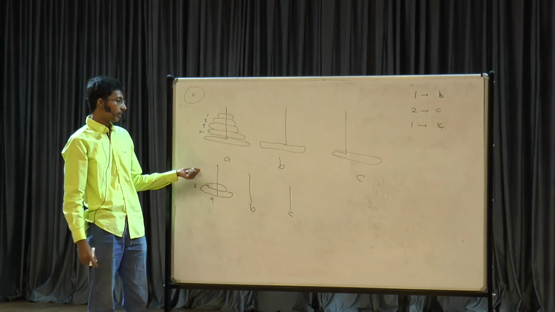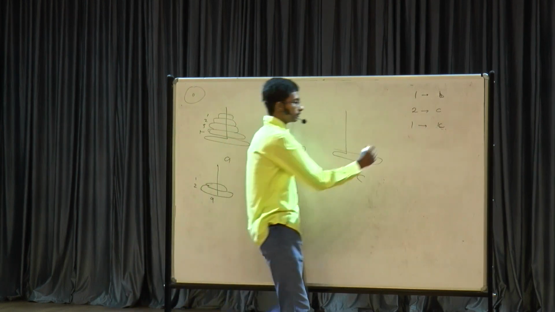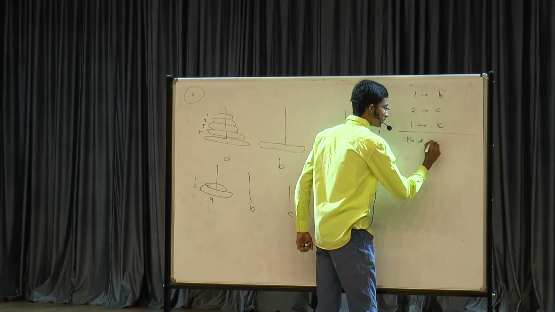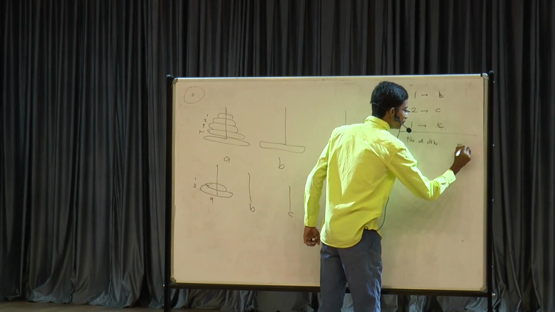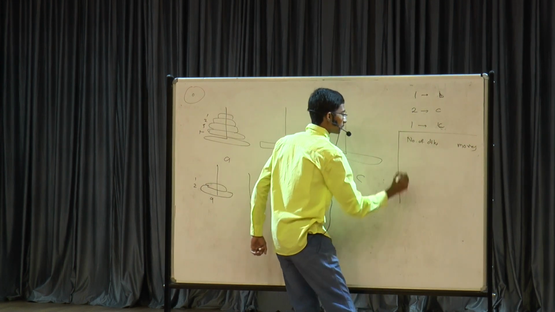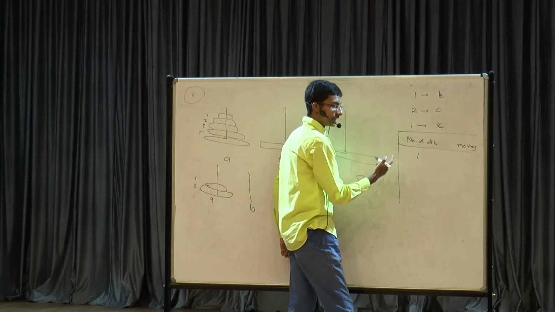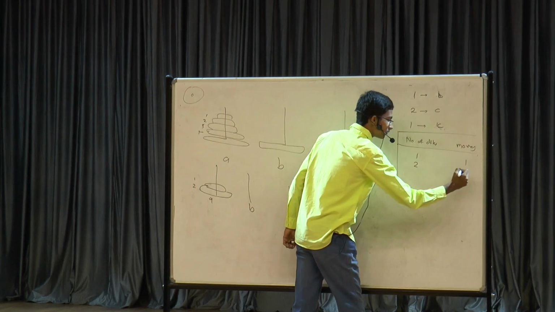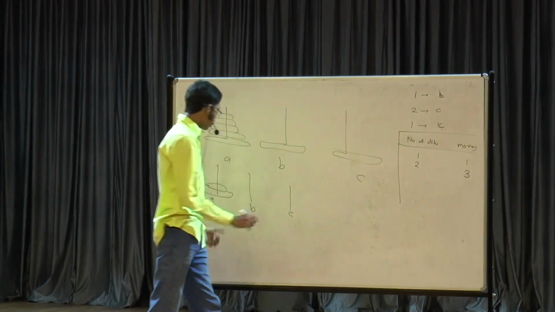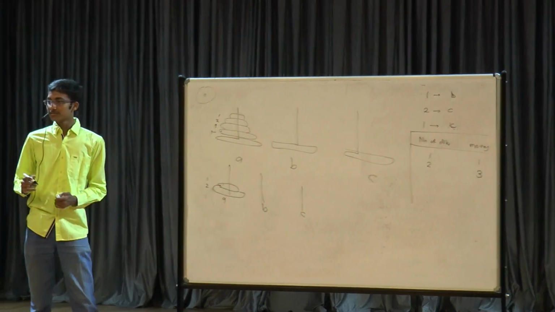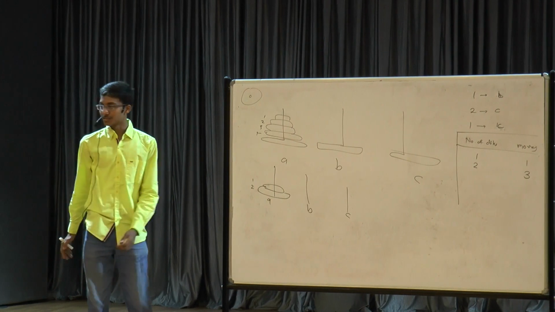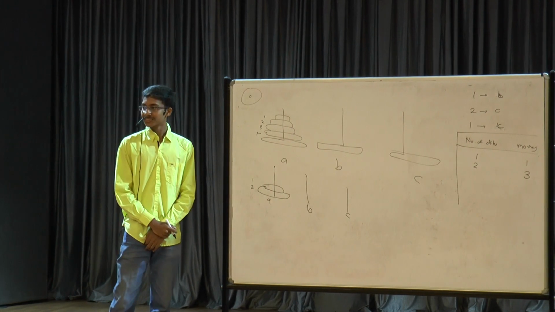So for one disk, now let's make a table. Number of disks and moves. So there was one disk and we required just one move. There were 2 disks, we required 3 moves. Do you guys want to try out 3 disks? Yeah, try it out. Tell me the number if you have an answer.